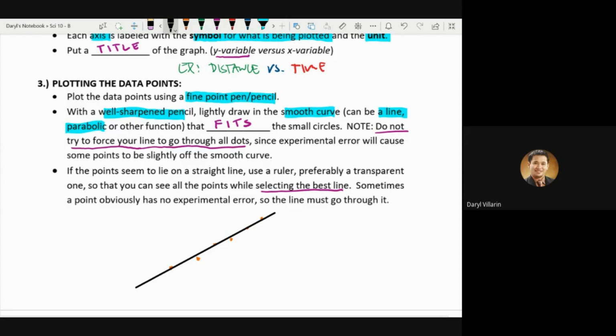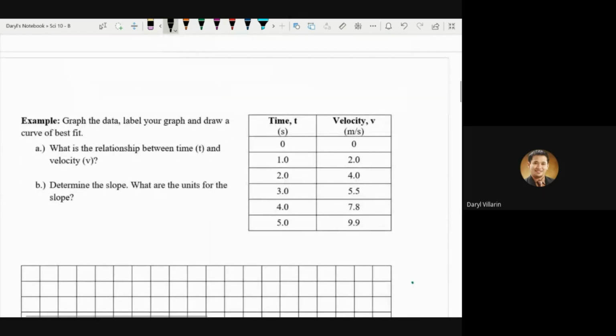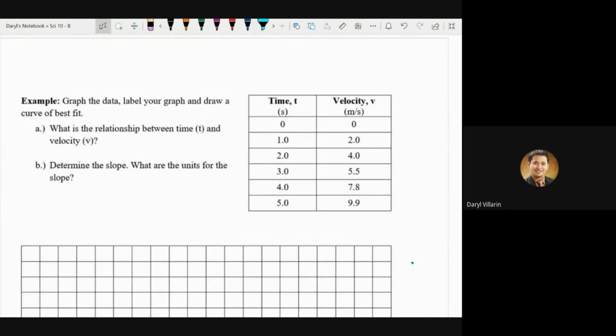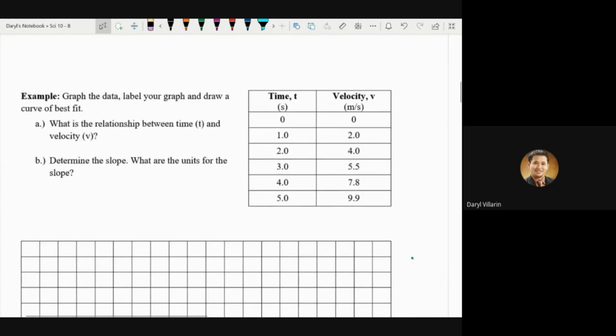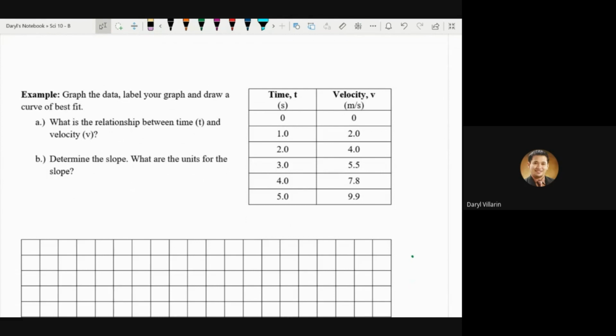So let's try to apply this into an example. So we have given here time and velocity. So we use the symbol t for time and v for velocity, and their corresponding units are seconds for time and meters per second for the velocity.